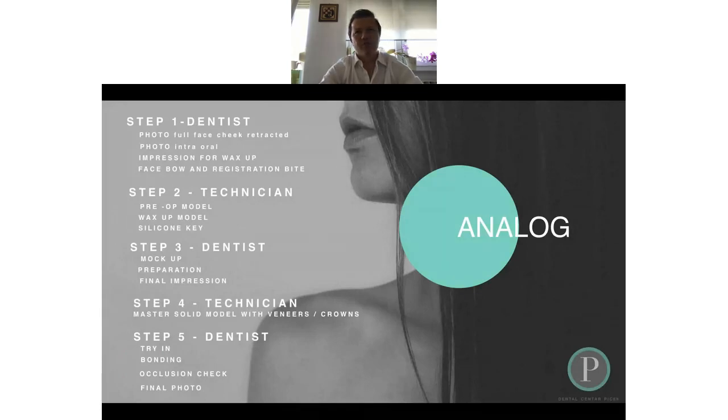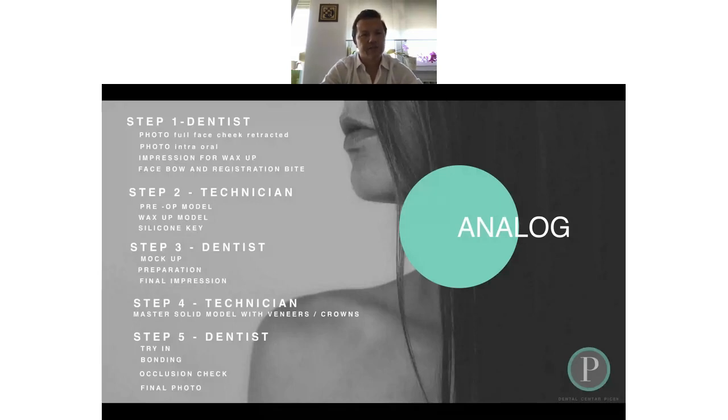This case which you will see today is a combination of the digital and analog way. In very short steps, I will explain how the procedure is when I'm doing analog and what the procedure is when I'm doing digital.